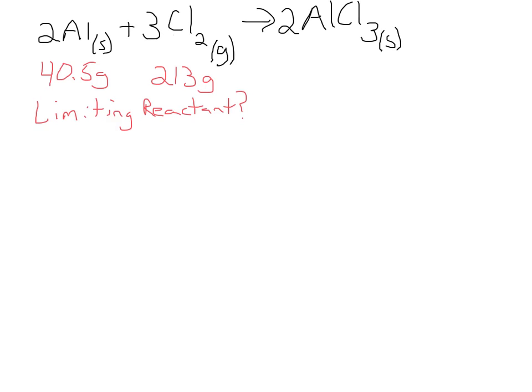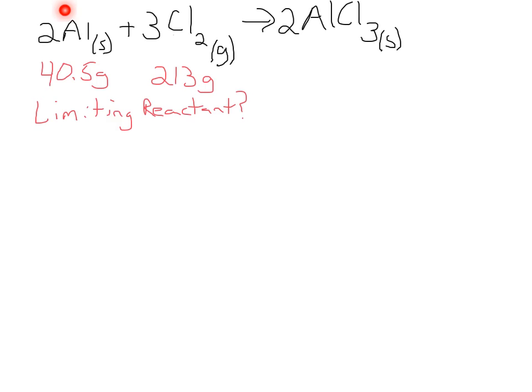Alright, so this is a practice problem to help understand the limiting reactant problems. It's an additional aid. So the question I'm giving you is that you have aluminum plus chloride produces aluminum chloride. I've already balanced the chemical equation.